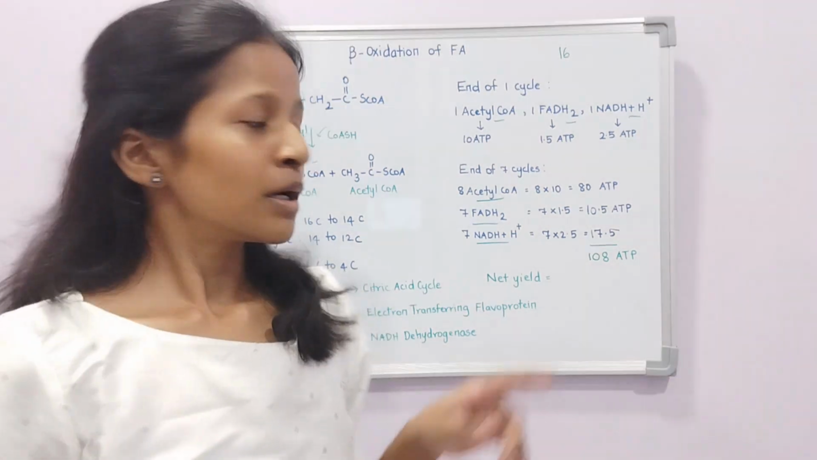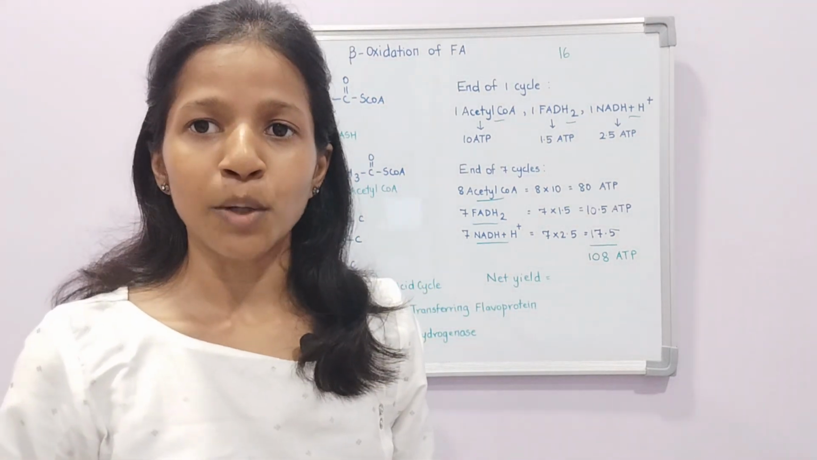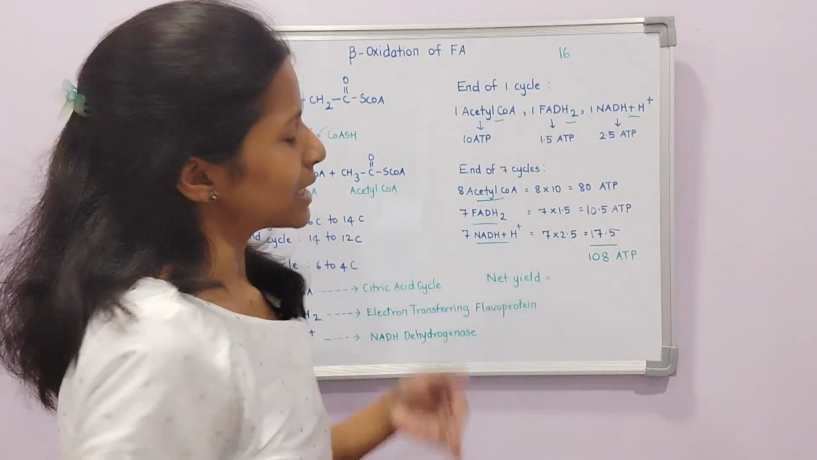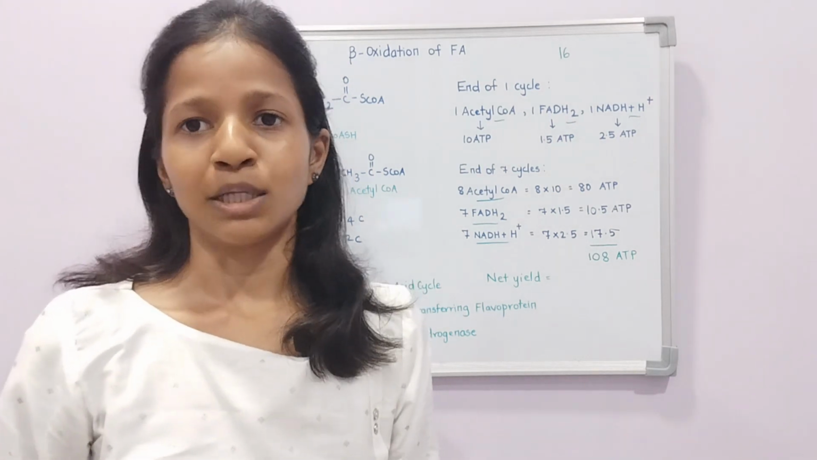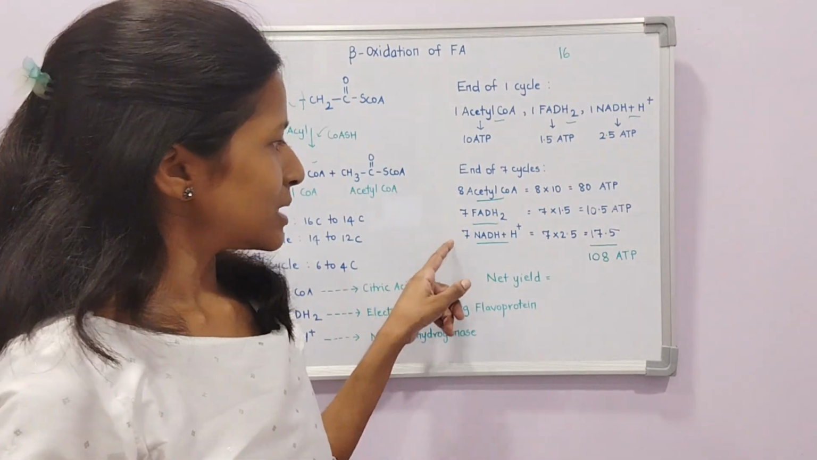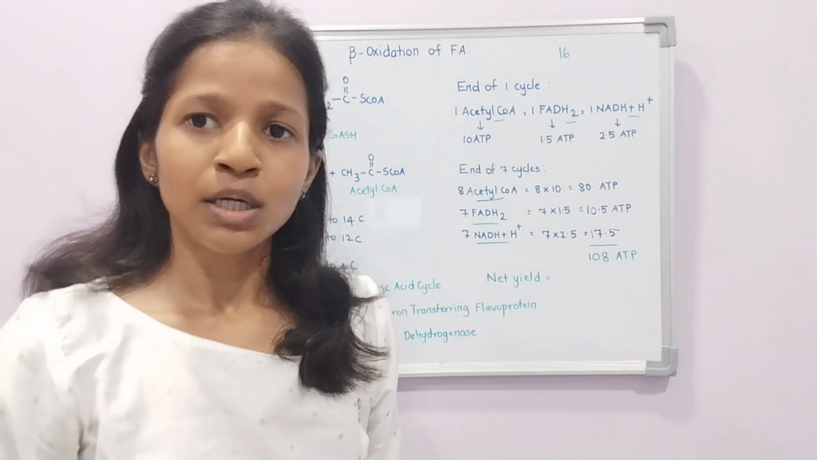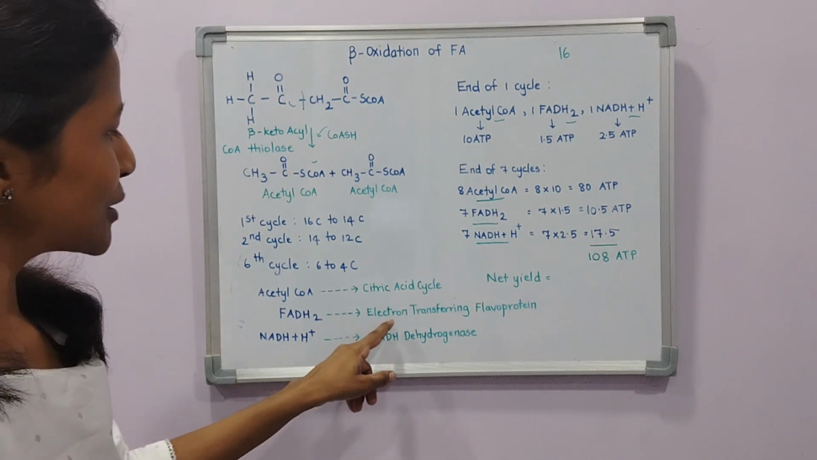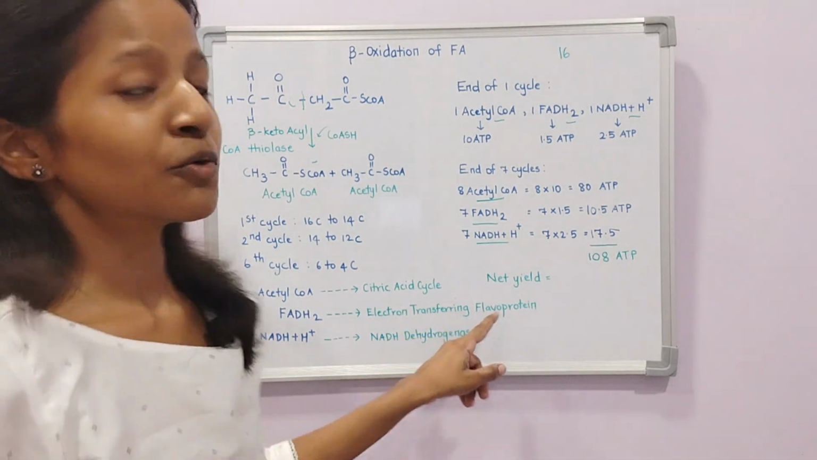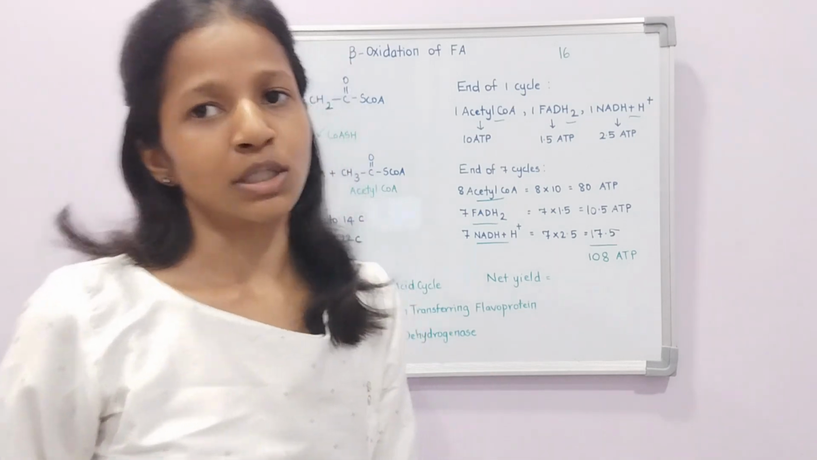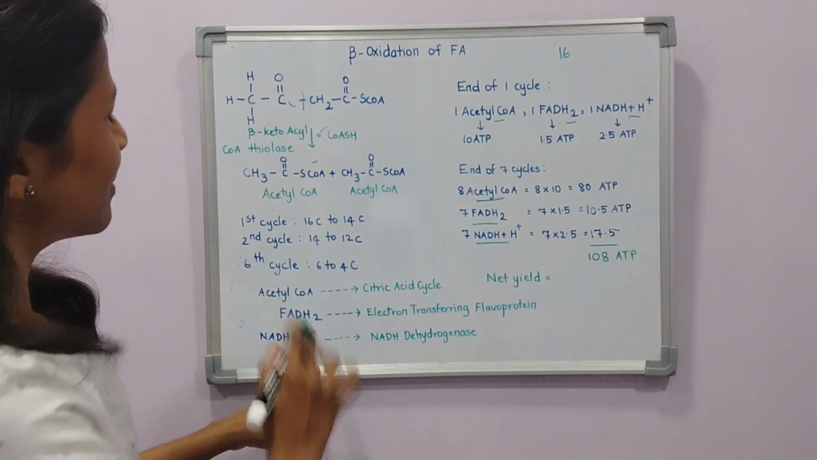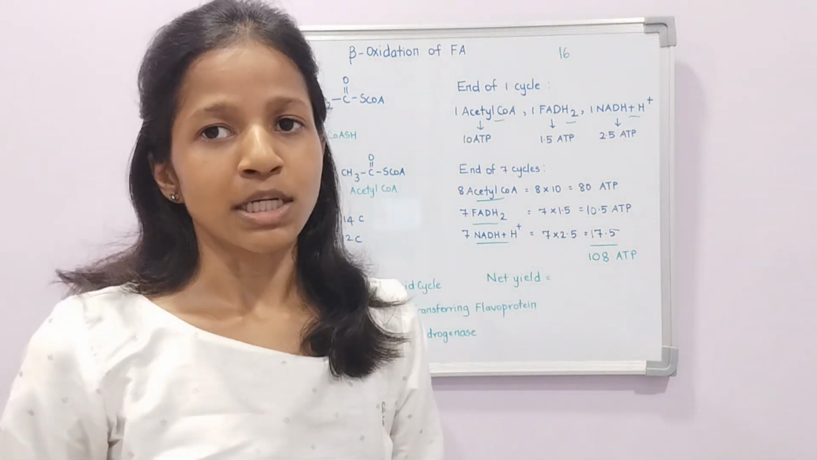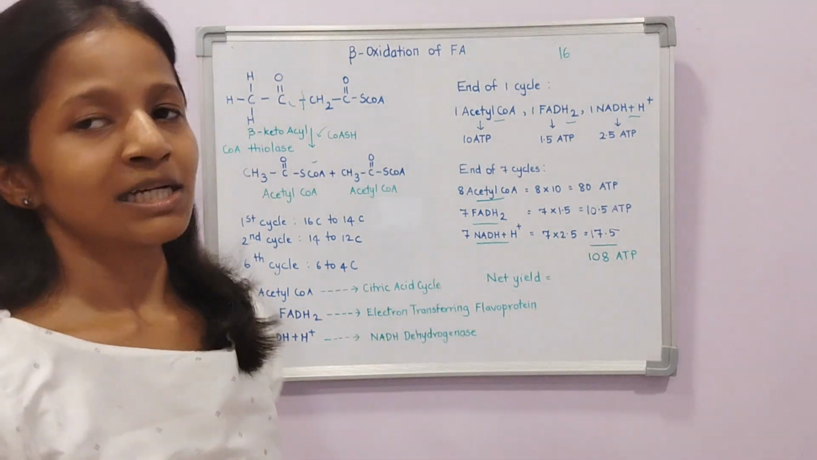NADH plus H plus is the reduced form of the electron carrier nicotinamide adenine dinucleotide, and FADH2 is again the reduced form of flavin adenine dinucleotide. Both of these carry the electrons and they donate the pair of electrons to the electron transport chain. So FADH2 will be donating its pair of electrons to electron transferring flavoprotein ETF, which is part of the electron transport chain, and NADH plus H plus will be donating its electrons to NADH dehydrogenase, again an electron carrier in the electron transport chain. Acetyl CoA will be entering the citric acid cycle.